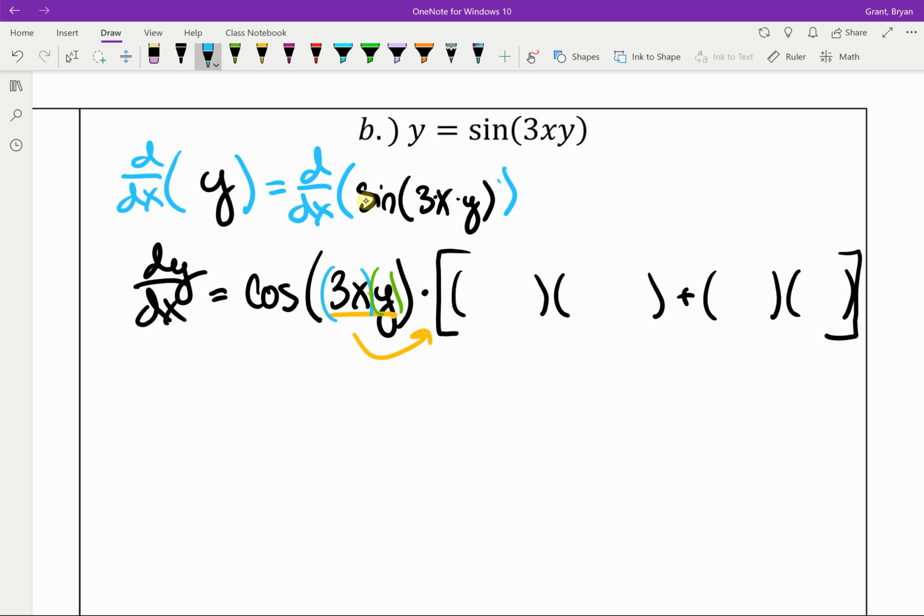The derivative of the first function first, the derivative of 3x is 3. This is where we keep the first function the same. Then we keep the second function the same, and then we do the derivative of y with respect to x.